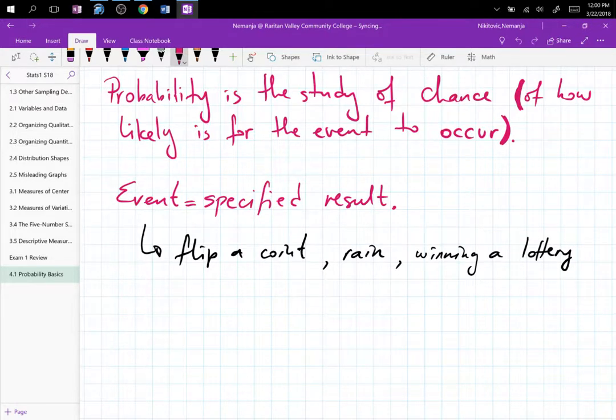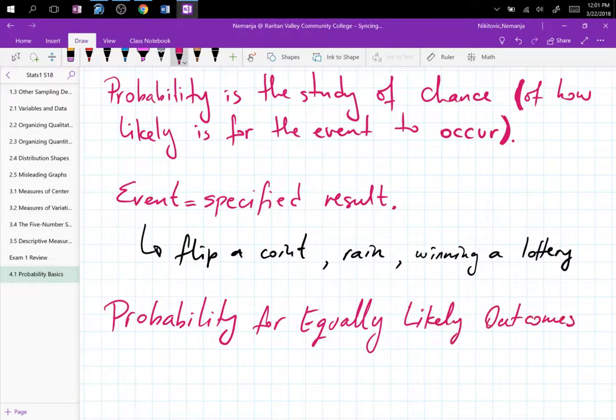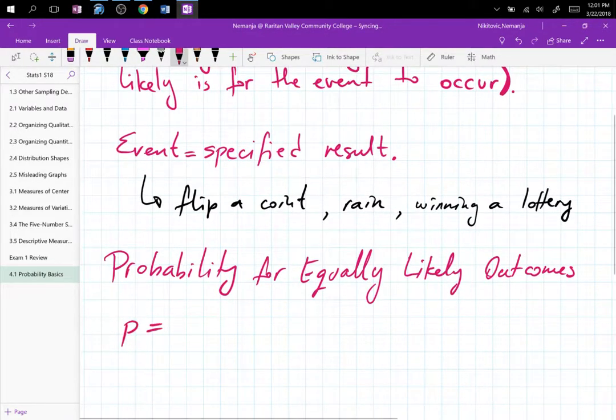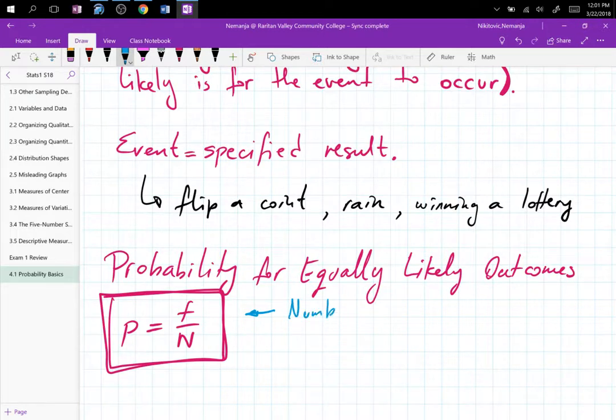So let's define this one. Probability for equally likely outcomes. It's simply P equals F over N. That's the formula. Now, F is the number of ways an event can occur. And N, we'll call this the sample space later, is the total number of possible outcomes.